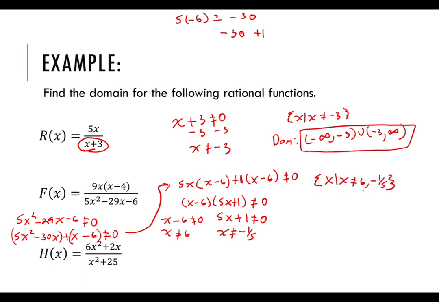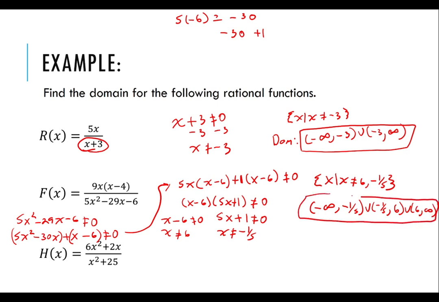But in interval notation, just make sure you're in the correct order. You could write this as from negative infinity up to negative 1/5, kick out negative 1/5 with the parentheses, union, kick out negative 1/5, then go all the way to 6, kick out 6, union, kick out 6, up to positive infinity. And so that's how we would write it in interval notation.